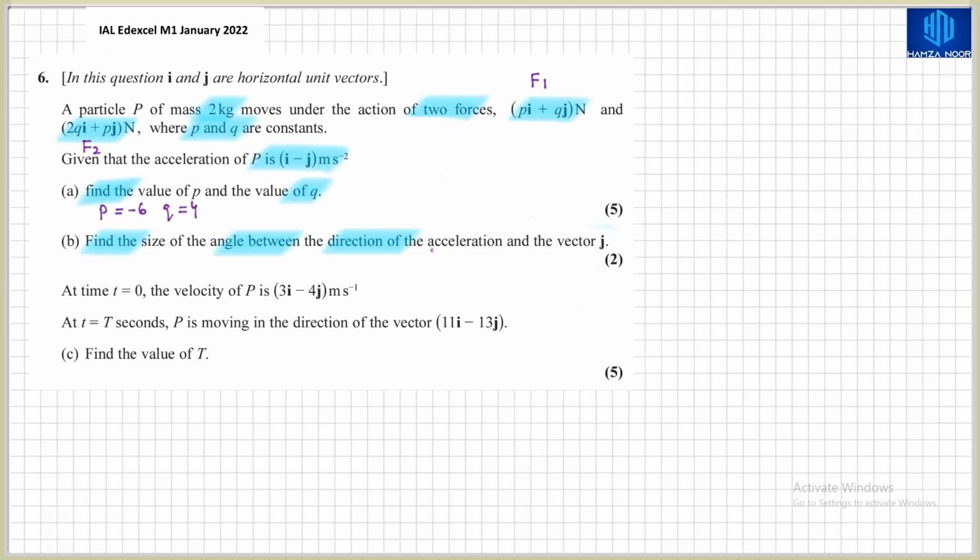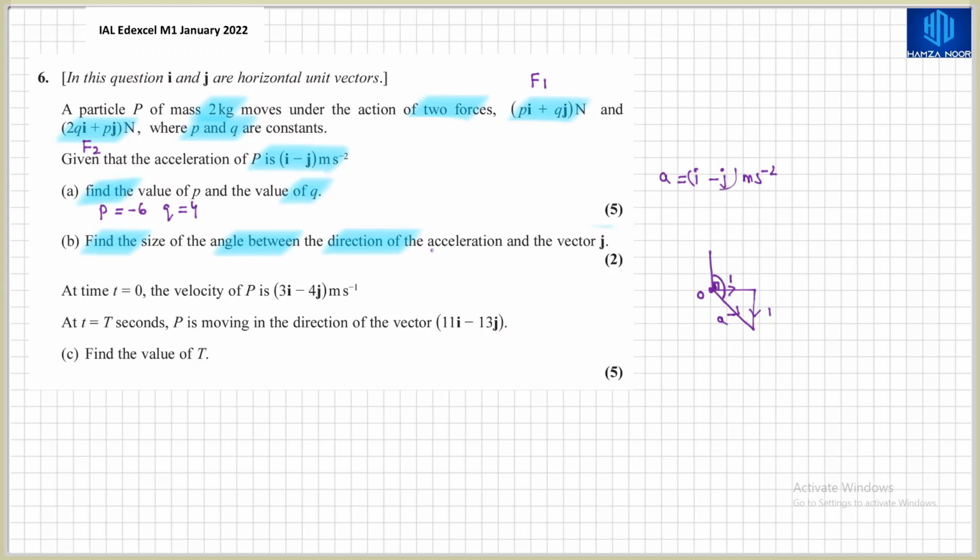We know that the acceleration vector is i minus j meters per second squared. If we mark this vector over here, horizontally you are going 1 unit towards the right, and vertically you are going 1 unit downwards. This will be the acceleration vector, and this point is the origin. We need to find this complete angle. As we know, this angle is 90 degrees.